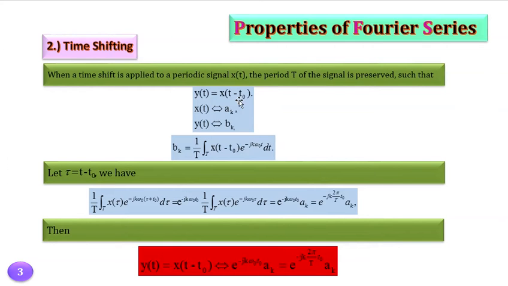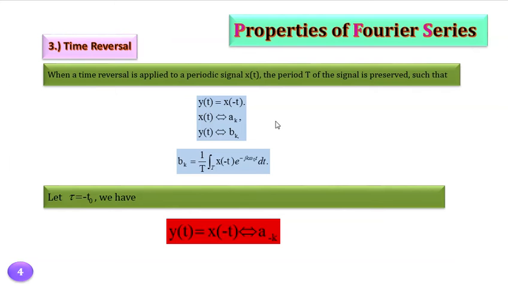It means a t0 shift in the time domain will multiply an object to a_k. What is this object? It is e to the power of minus jk omega naught t0. This t0 is coming from this shift. As simple as that. But this is very important, as I said, because we will see this time shift a lot along the way.